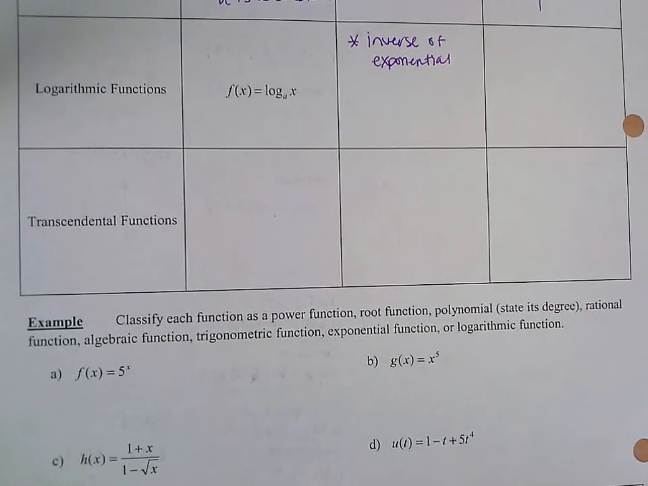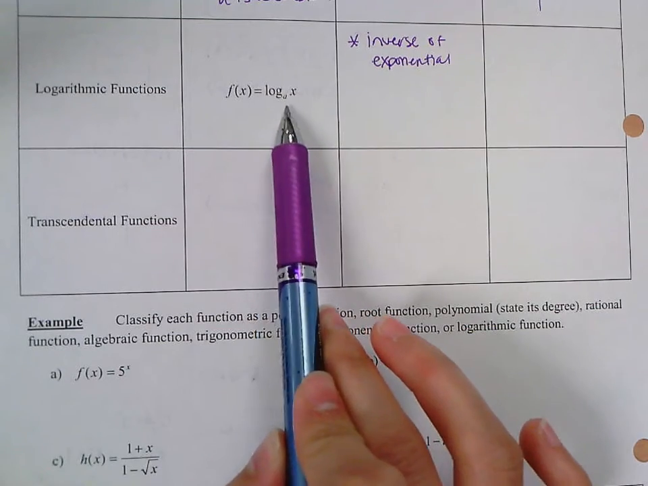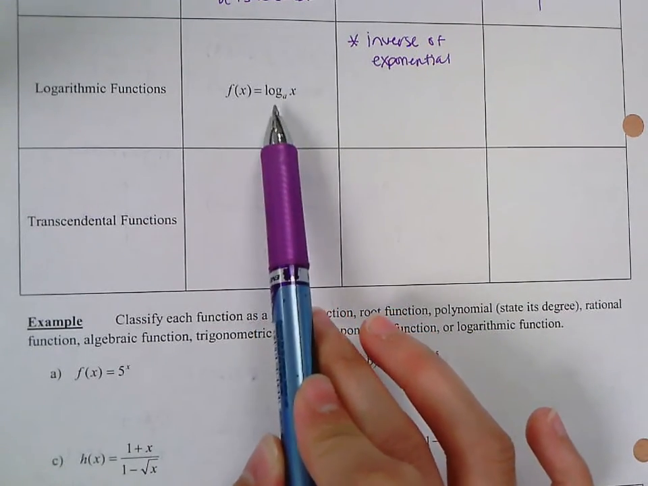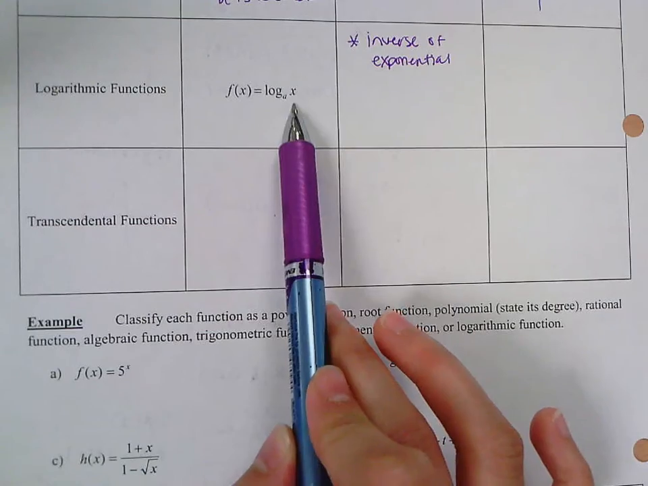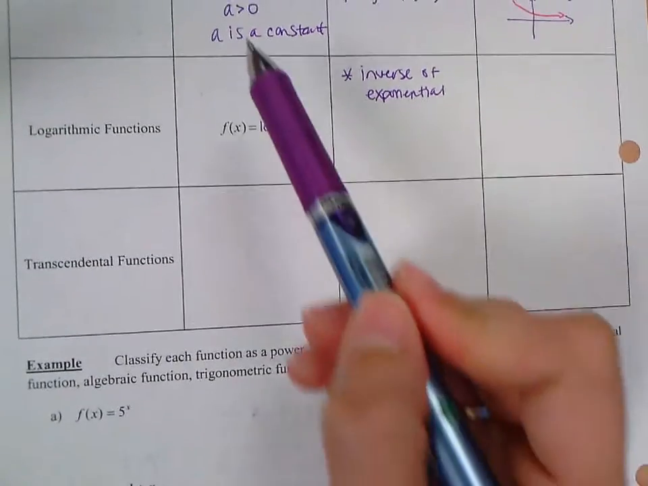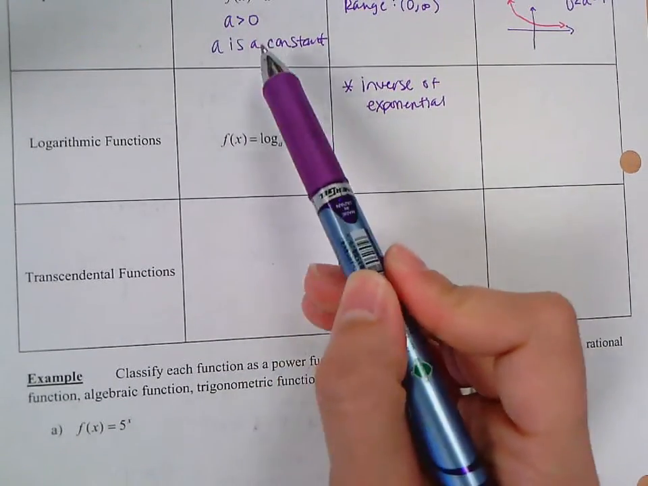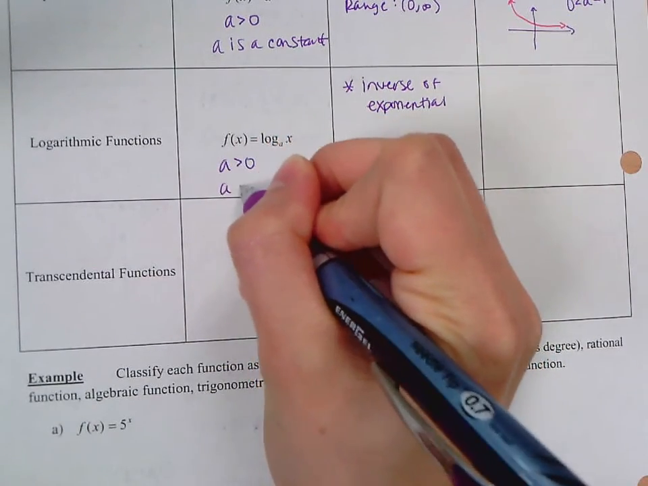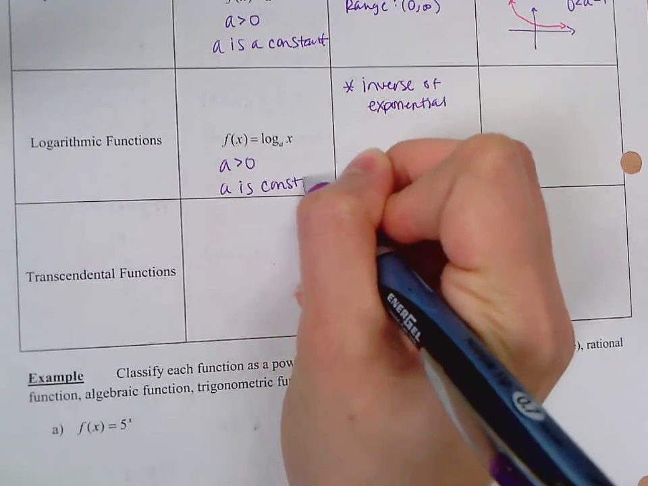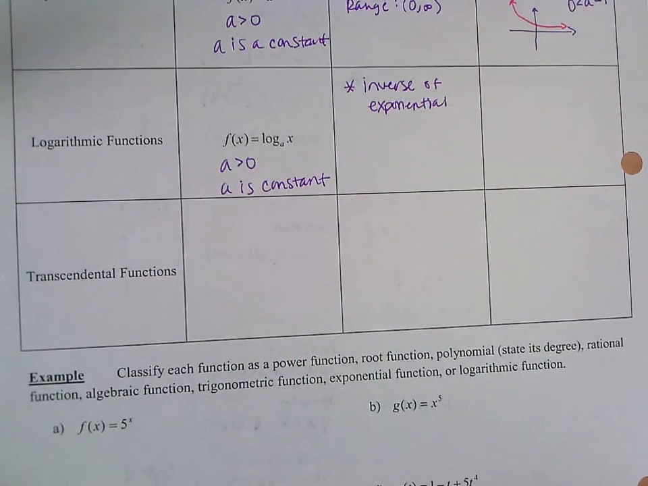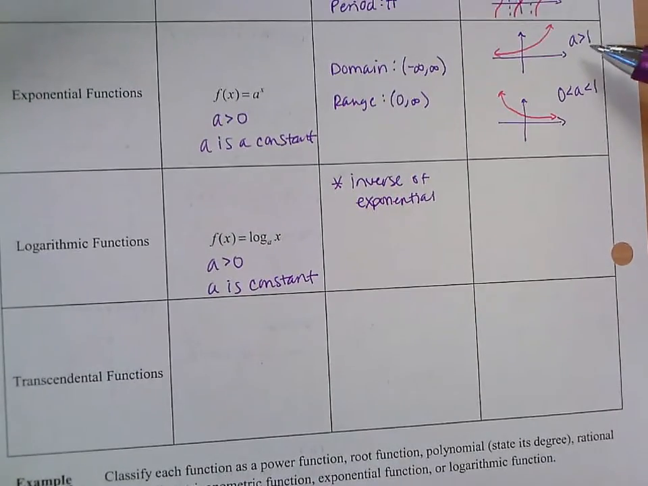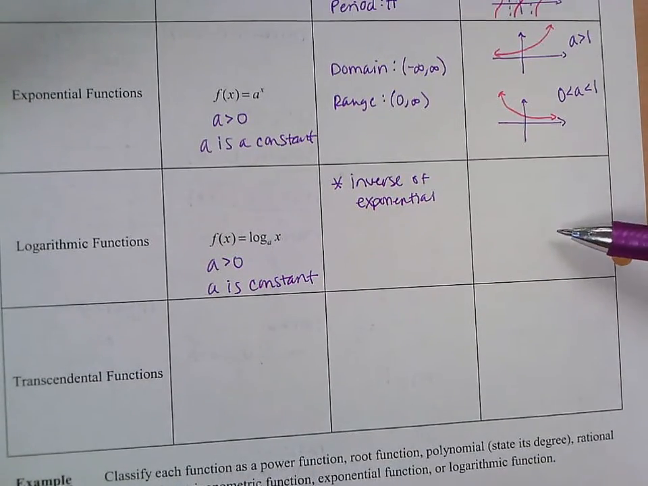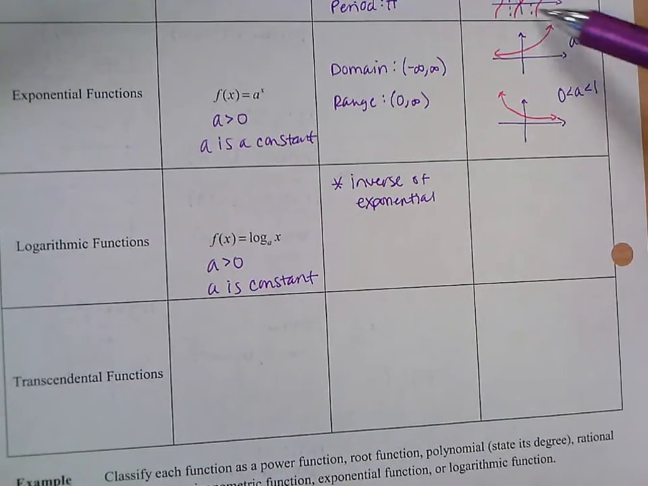So they're in this form, f of x equals log base a of x. Just a reminder, that's how you say it, log base a of x. Because they're inverse of an exponential, the same conditions for a hold true for logarithmic. A has to be a positive constant. We typically look at the values that are greater than 1, as we're looking at the inverse of this graph.